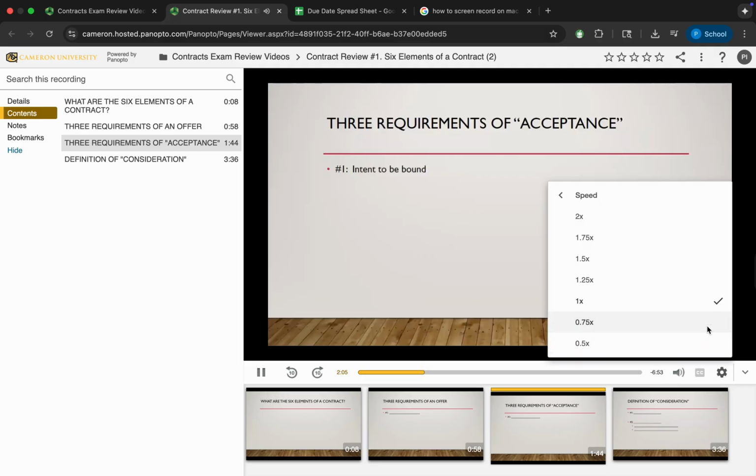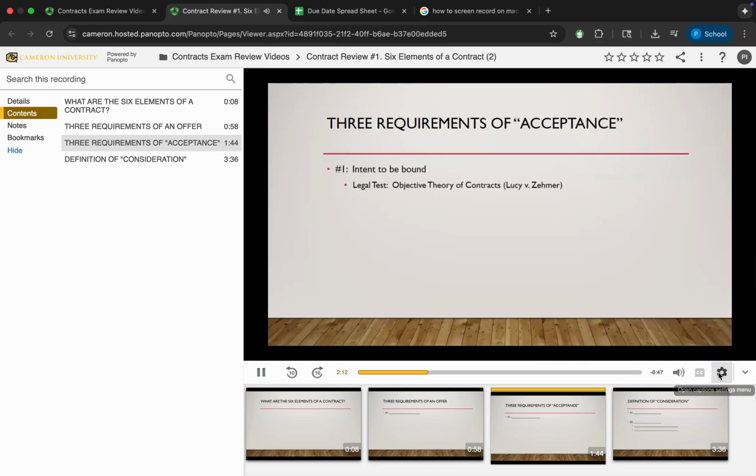Requirement number 1, the offeree must show intent to be bound. Again, we determine this by applying the objective theory of contracts. Number 2, the offeree must accept clear and definite terms. When we analyze this requirement, on the acceptance side, we have to apply the mirror image rule. The mirror image rule says that the terms of the acceptance must be the mirror image of the offer. If the offeree attempts to change, modify, or add any terms that were in the original offer, the offeree has not accepted. Rather, they have rejected the offer and created a counteroffer.